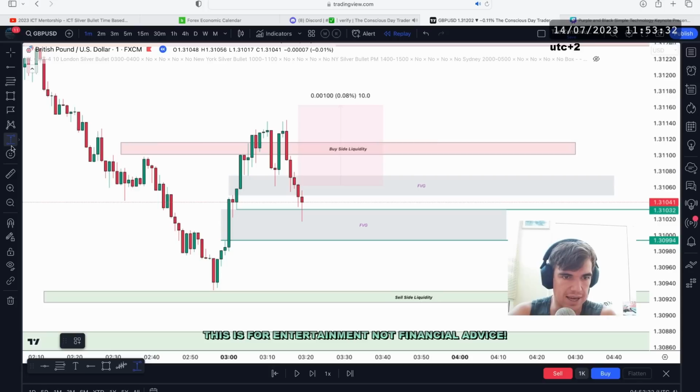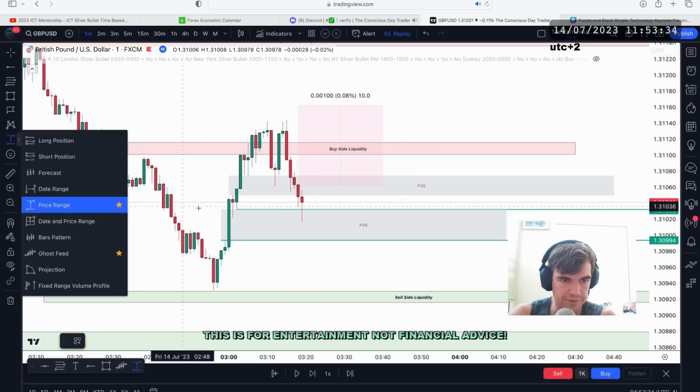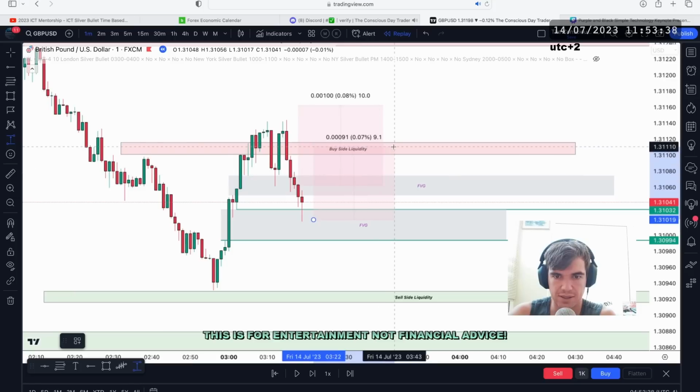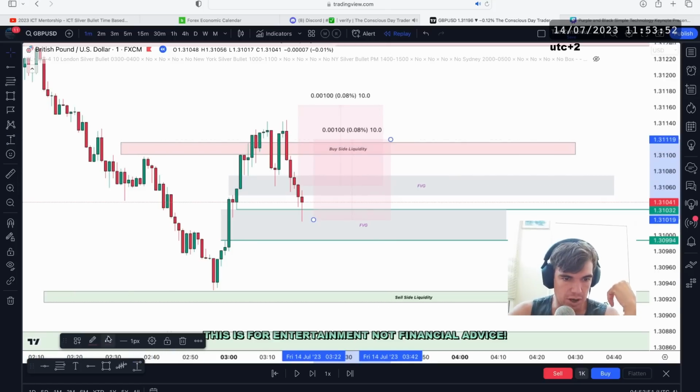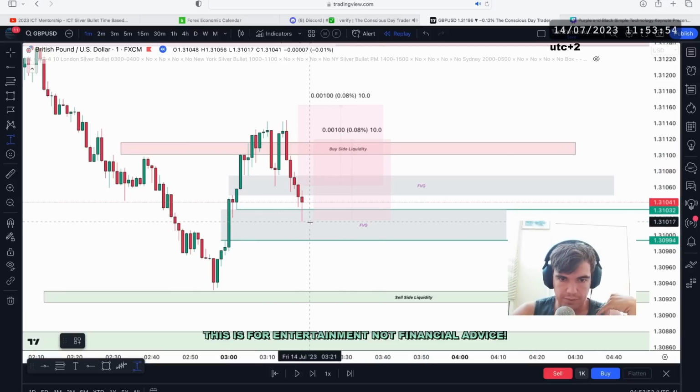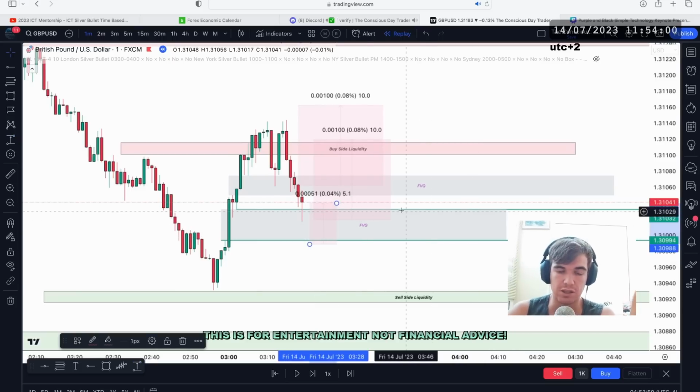We would get an entry on that fair value gap just here, from there to get our 10 pips right there. So our next stop is going to go below this fair value gap, which is going to give us a stop of 5 pips. Remember, we lost 3 pips because we got stopped out. So let's see what happens.